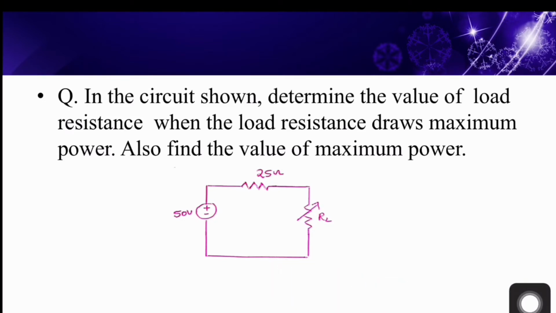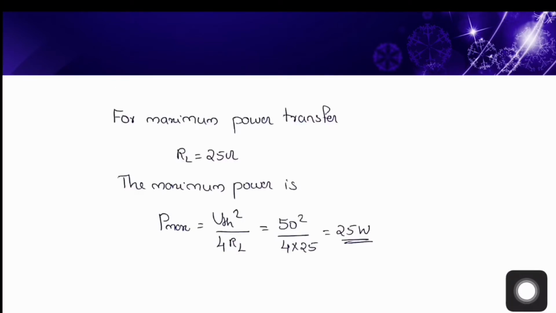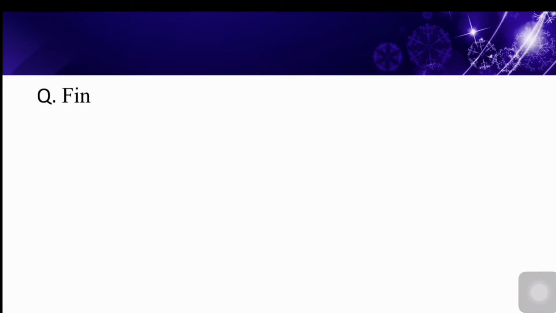network. So we can write for maximum power transfer RL is equal to RTH, that is equal to 25 ohm, and the amount of maximum power Pmax is equal to VTH square by 4 RL. By substituting the values of VTH and RL, we get Pmax as 25 volts. Alright. Thus we calculated the values of RL and Pmax. Moving on to next question.